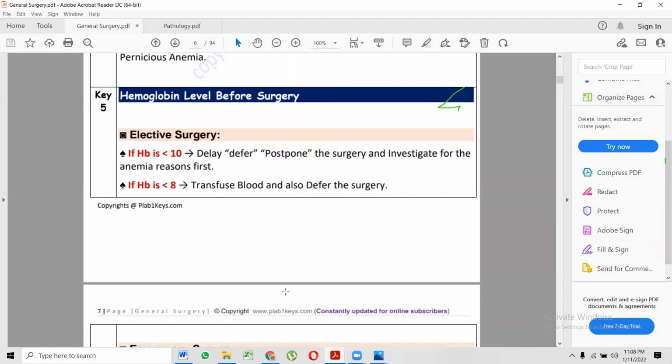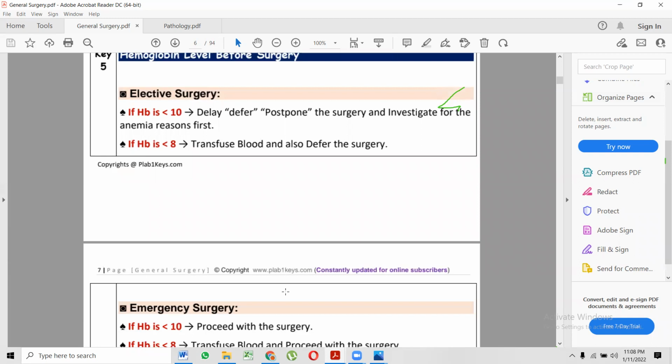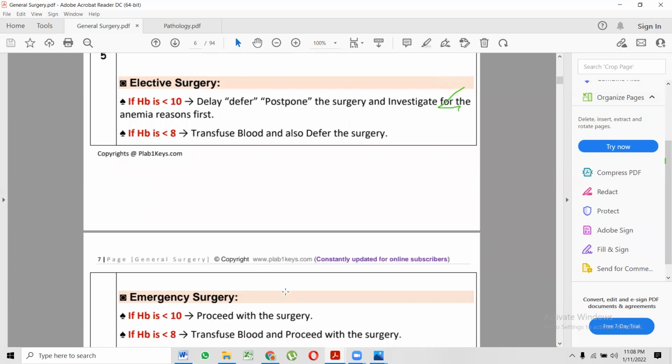While in case of emergency surgeries, if Hb is less than 10, then you can proceed with the surgery. And if Hb is less than 8, then transfuse blood and proceed with the surgery.